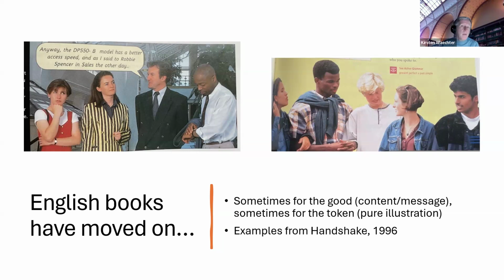So here you see an example of a book that came out in the 1990s, Handshake. I don't know if anybody uses this or used this in the past. And you can see already groups get more diverse. On the right, you see this group of foreign students who learn English. On the left, you see this group of people working together. Wonderful early example of mansplaining.